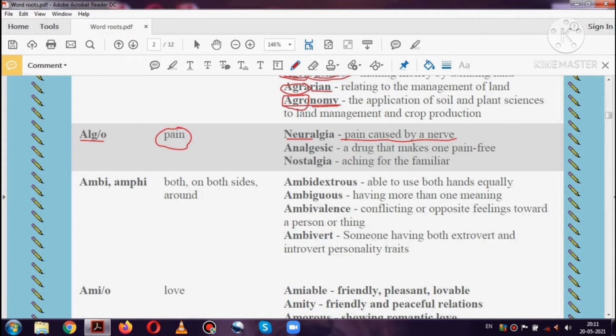The next word is analgesic. Again, this algia is related to pain, and this an is a drug. So a drug that makes someone pain free is analgesic. The next word is nostalgia. Again this word contains the word root algia, which means aching for the familiar.